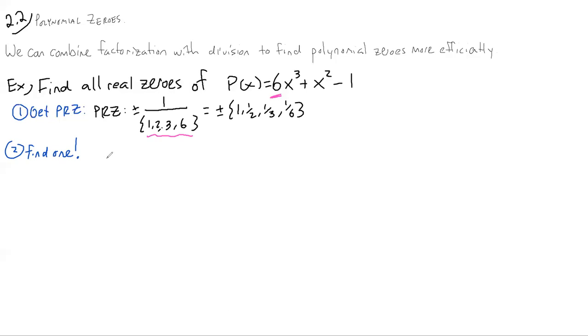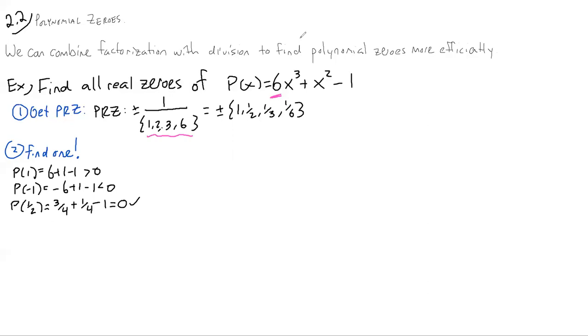All right, so yeah, I'll plug them in until I've got one. P of 1 is certainly too big. I get 6 plus 1 minus 1. P of negative 1 is negative 6 plus 1 minus 1. Too small. P of a half is going to be what? So 6 over 8, which is 3 over 4, plus 1 over 4 minus 1. That looks pretty good. Yeah, that's going to be 0. So I'm good with that.